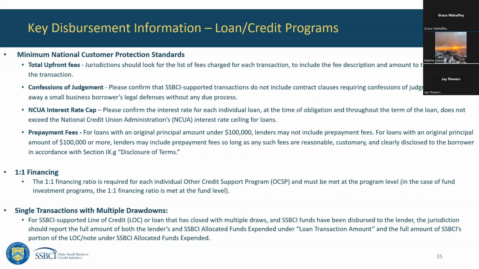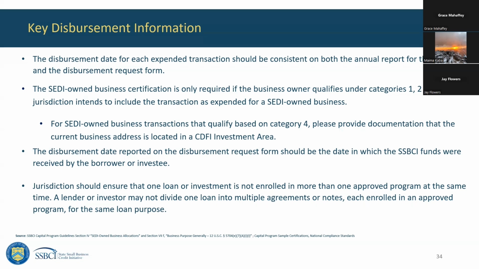Oh, actually, let's go back to the previous slide, if you don't mind. I want to talk through a couple of other things, just for good measure. Just as a reminder, transaction information reported on the DRF should reconcile to the annual report. And what we mean by that is things like the disbursement date, the total amount, FTEs, the study designation, those things that are reported on the DRF should pretty much align with the annual report.